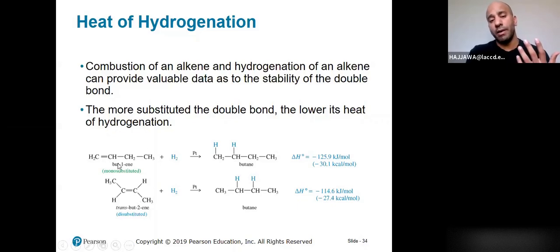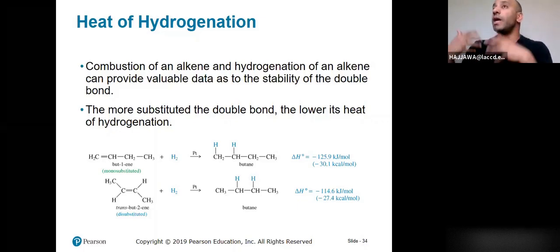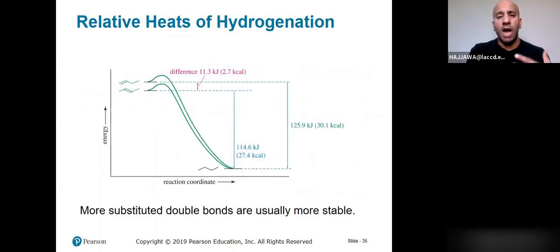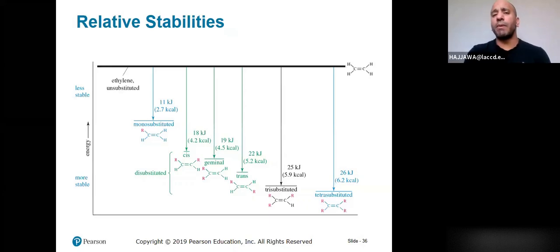What am I noticing here? The mono-substituted releases 125.9 kilojoules per mole. The di-substituted releases 114.6 kilojoules per mole. So what does that tell me? Again, the more substituted the alkene, the less energy it's going to release. Because the more energy the hydrogenation reaction has, that indicates the less stable the alkene will be. So as an outcome, you're going to have to keep in mind that ranking alkenes will always be as the following.